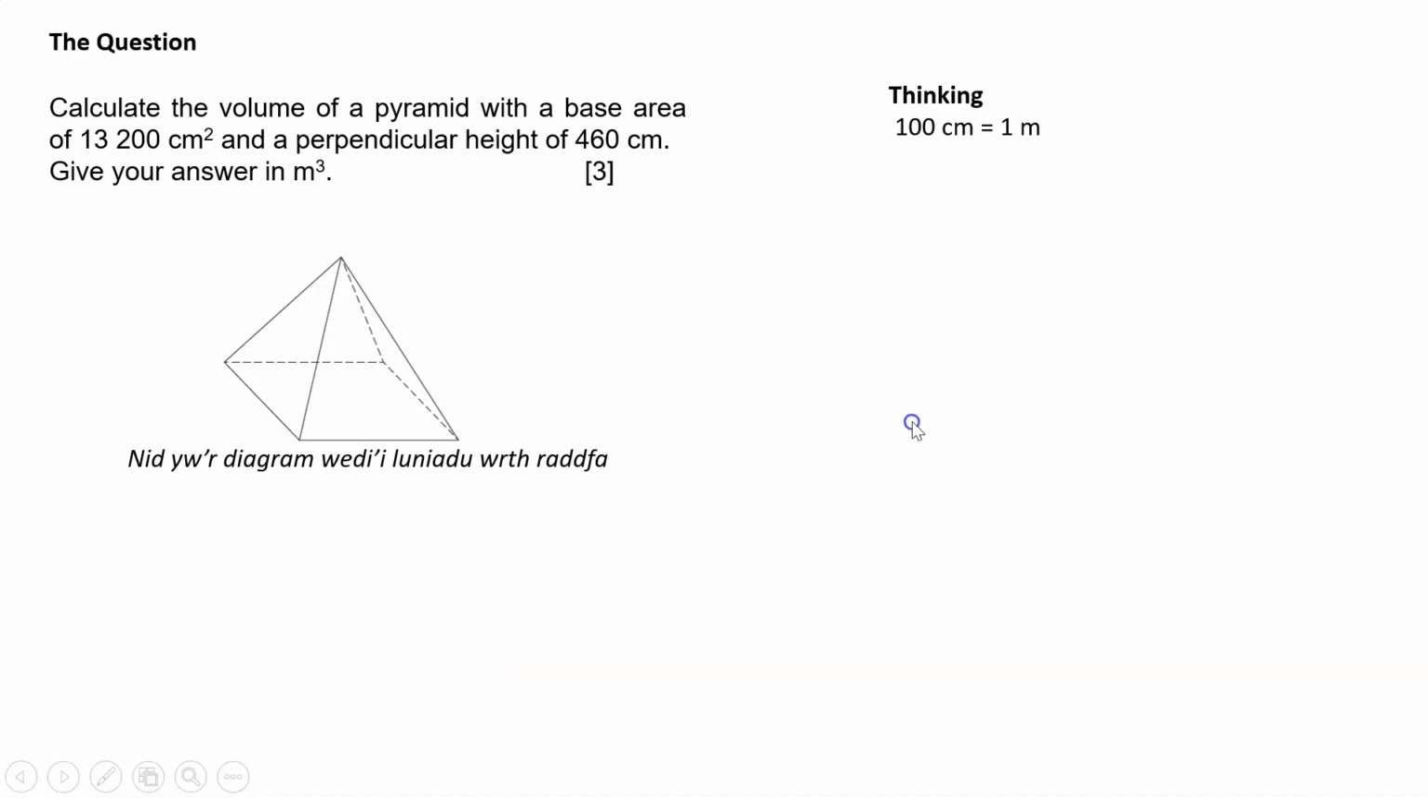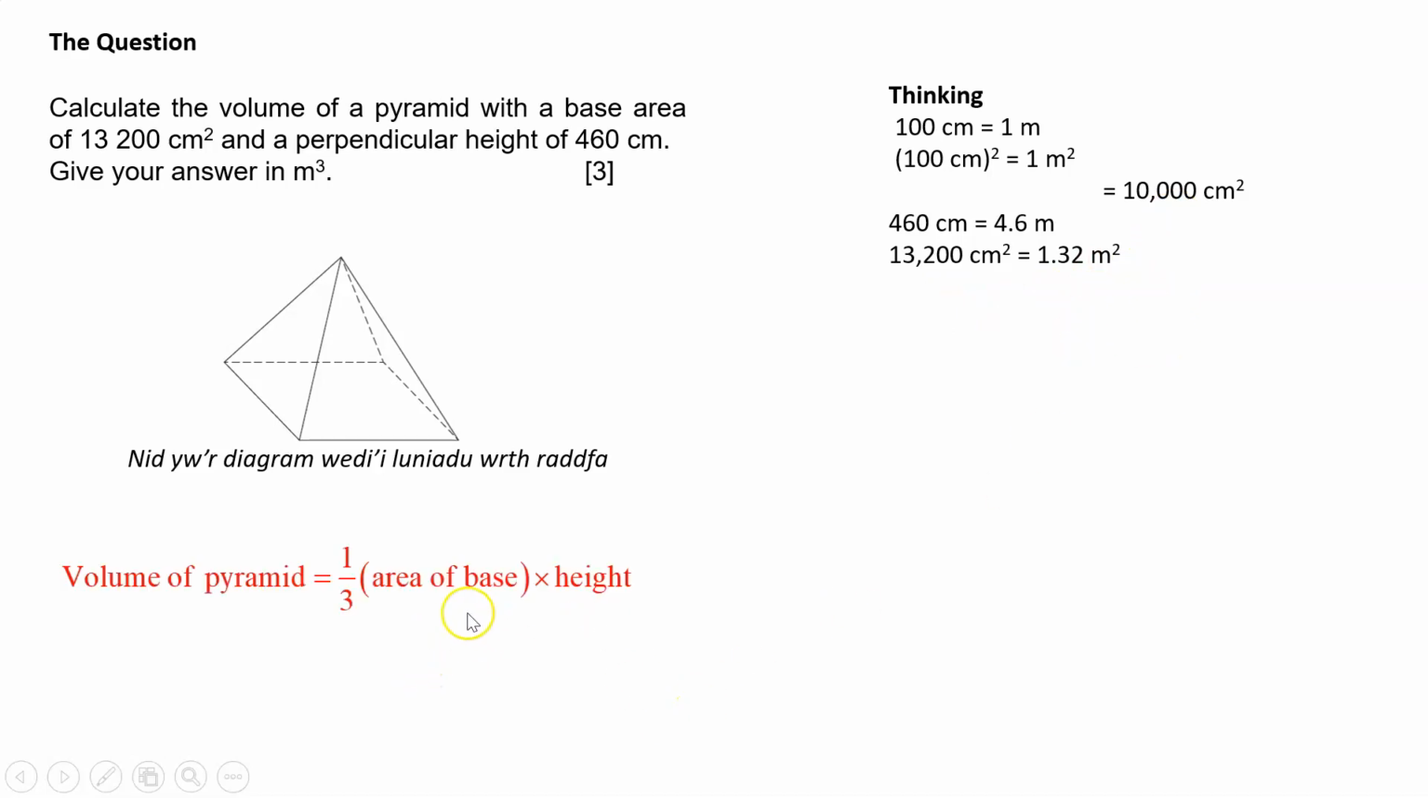Changing everything at the start, we get 100 centimetres is a metre. So 100 centimetres all squared would be a metre squared. So 460 centimetres would be 4.6 metres, and our 13,200 centimetres squared would be 1.32 metres squared. So using the formula, a third area of the base is 1.32 metres squared, the height would be 4.6 metres. Multiply those, divide by 3, and we get 2.024 metres cubed. So either method.